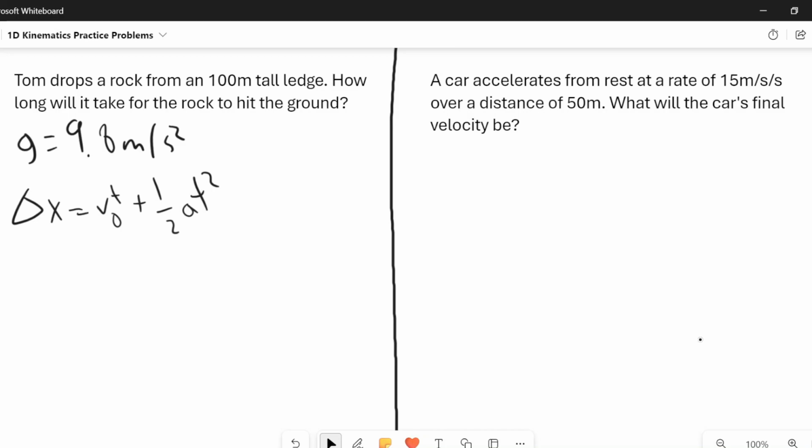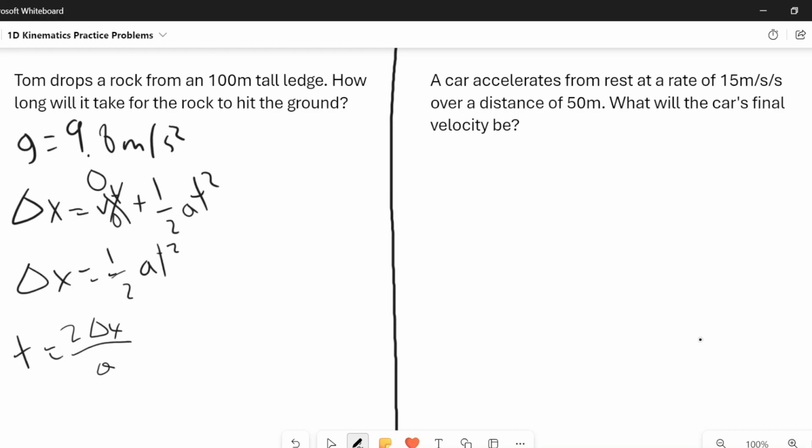So we know that since it is dropped, we can assume that it starts at 0 initial velocity. So this value right here is 0, and can be neglected. So now we get that delta x equals half a t squared. Now if you want to solve for t, we just move the variables around and we get that t equals the square root of 2 delta x over a. Sorry, I'm bad at writing on my laptop.